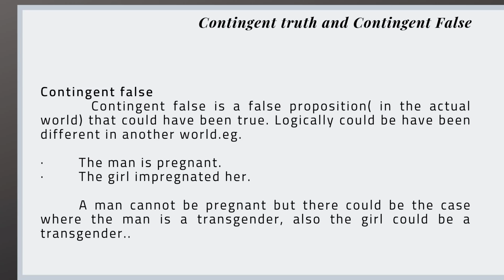Contingent falsehood. Contingent falsehood is a false proposition in the actual world that could have been true. Logically, it could have been different in another world. Examples: the man is pregnant. The girl impregnated her. From these two examples above, a man cannot be pregnant, but there could be the case where the man is a transgender. Also, the girl could be a transgender.